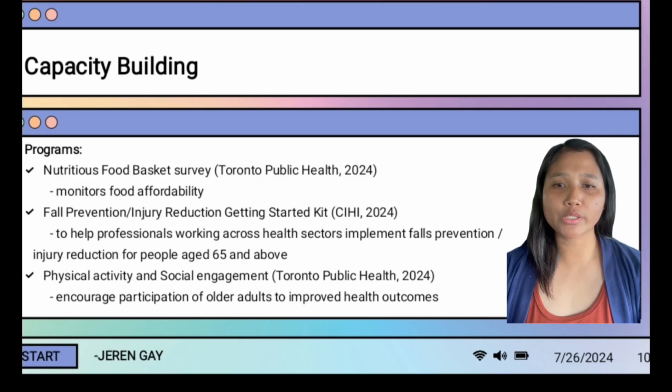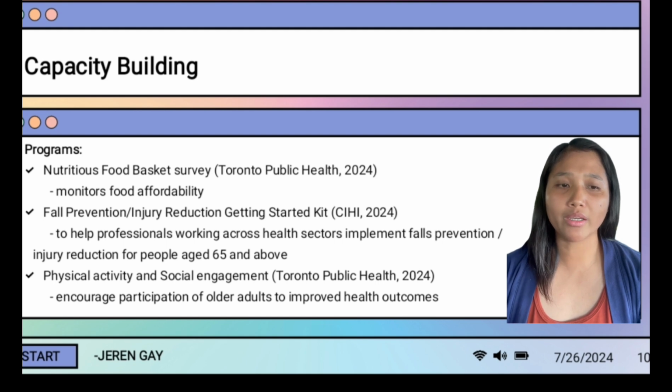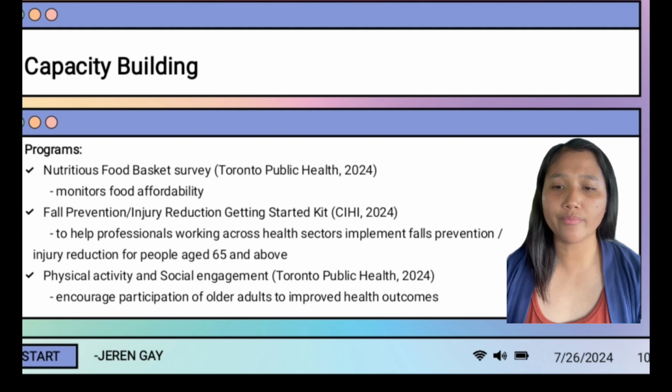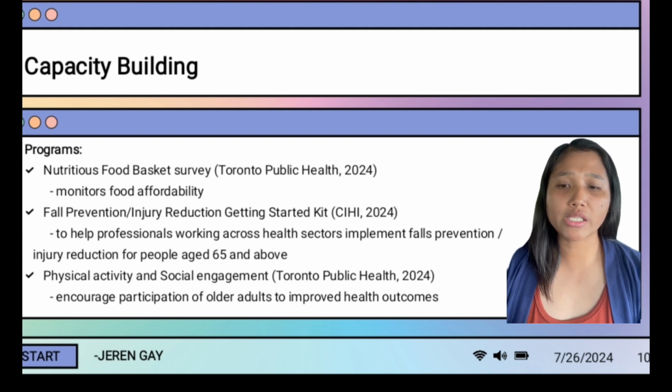We develop programs to further help and strengthen our vulnerable population. Programs like the Nutritious Food Basket Survey. This is to closely monitor food affordability within Toronto. Another would be the Fall Prevention or Injury Reduction Getting Started Kit. It aims to help healthcare providers to implement and be more knowledgeable in strategies to prevent fall or injury among older adults. And lastly, physical activity and social engagement. We want to encourage active participation of our older adults. This will help to improve their health and mental well-being.